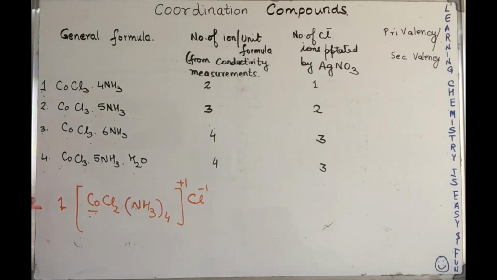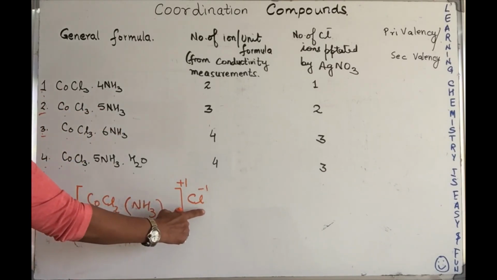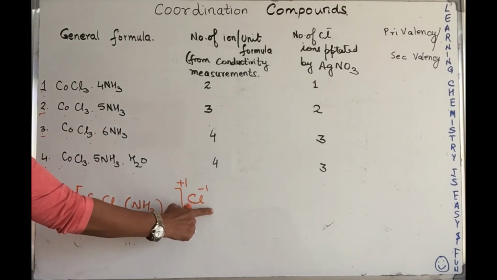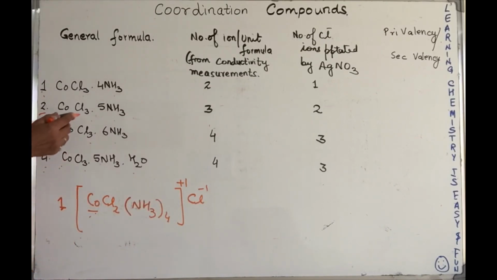If you've not understood from this hint, because I've almost solved the first one for you, try doing the second, third and fourth using the same logic. See how many chlorides are being released or precipitated. If it is 2 chloride ions precipitated per molecule, that means this Cl will now become 2. So therefore the number of chlorine atoms actually reduces in the formula.